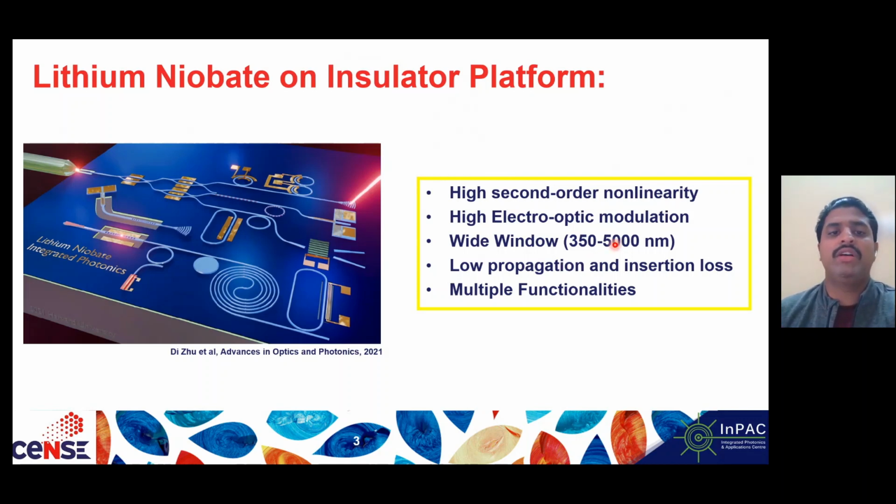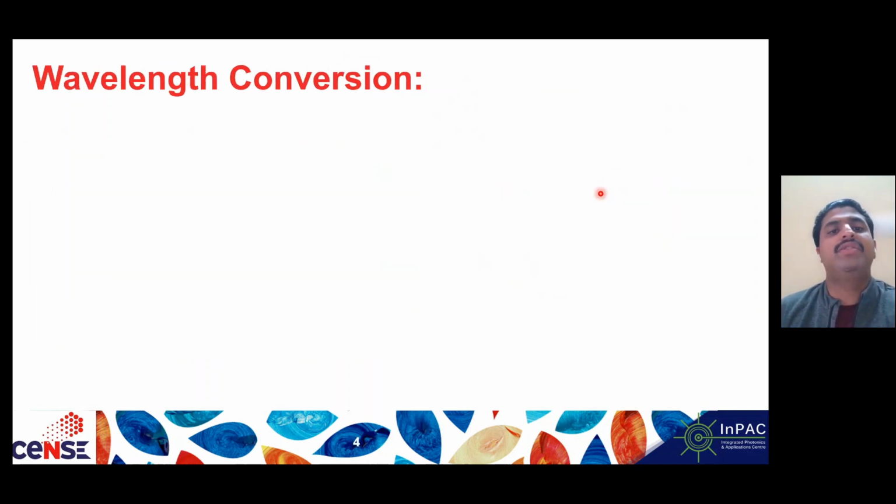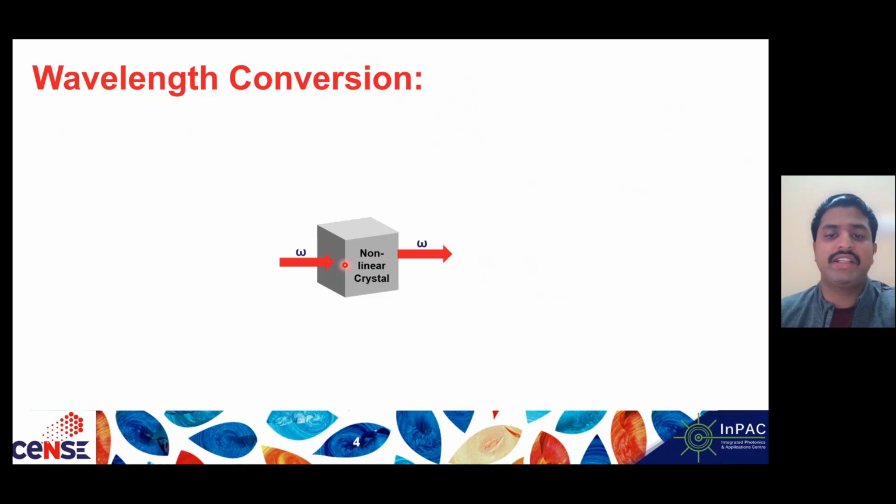The next step is to show a really good conversion efficiency by using this χ2 material. The simple process is wavelength conversion, where if you send a fundamental wavelength into a nonlinear crystal, it gives out the fundamental wavelength as well as a frequency-doubled wavelength coherently.